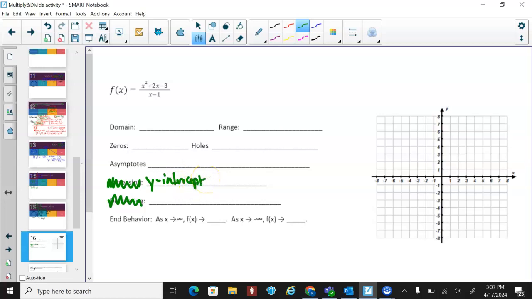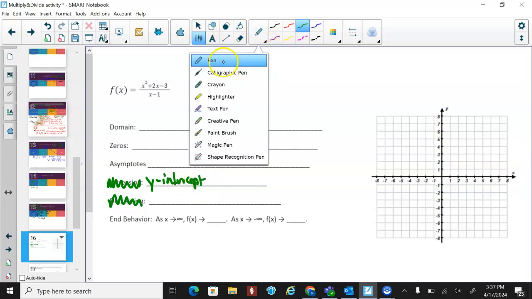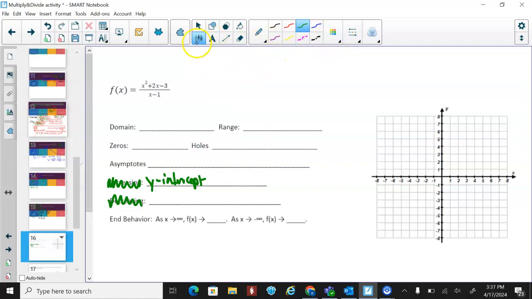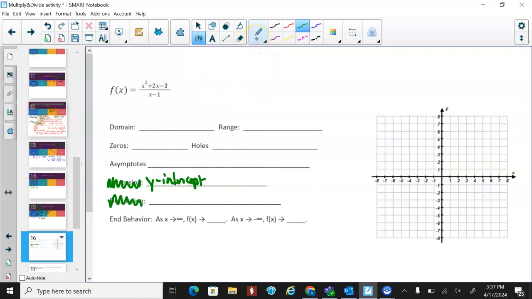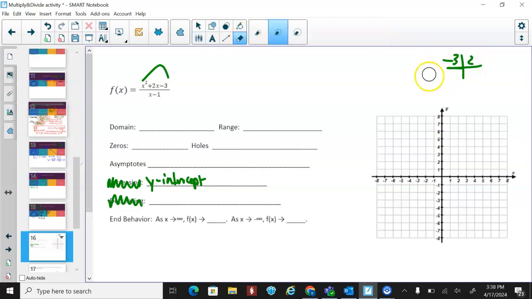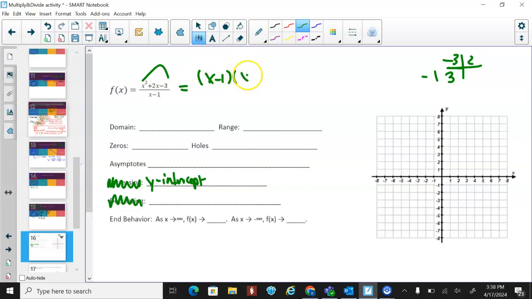All right. So let's start from the beginning. So first, we're going to work out a times c. Okay, so -3 and 2. So that's 1 and 3, and 1 has to be negative to give me 2. Okay, so now I'm going to do x minus 1 and x plus 3 over x minus 1.